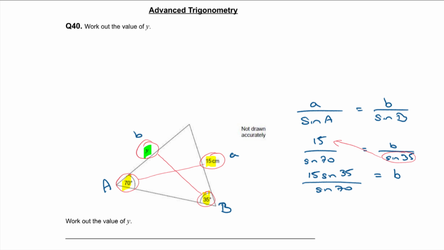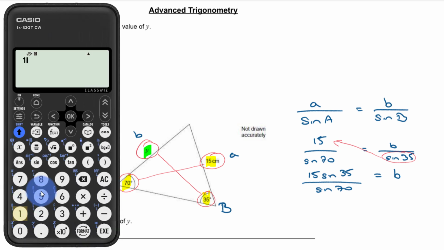So then 15 sine 35, just take care with brackets here. It's one of those cases where it may well matter if you put brackets in the right place or not, divided by sine 70. It doesn't really matter with right angle ones, it usually works it out anyway, but put brackets in here because they're a bit more complicated. Now that comes out to be 9.155.